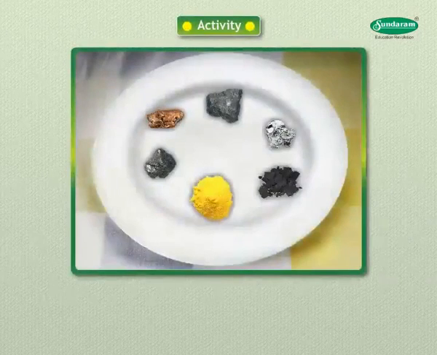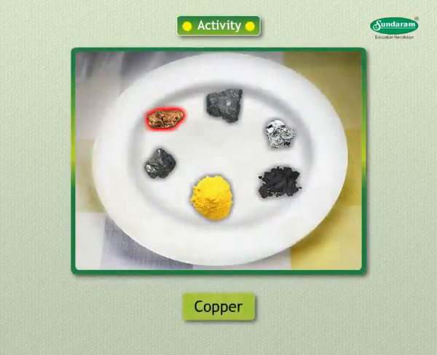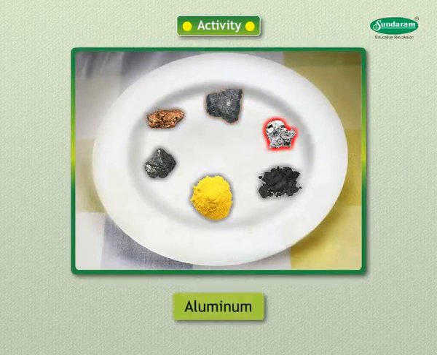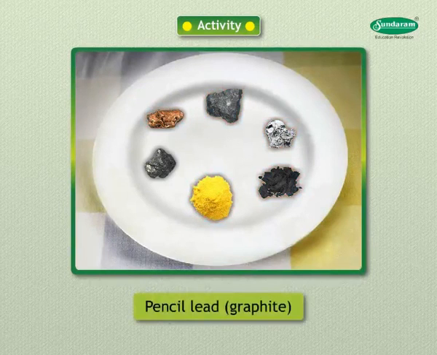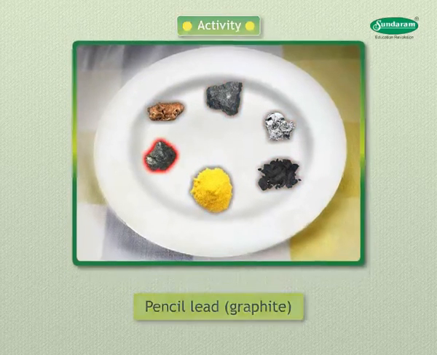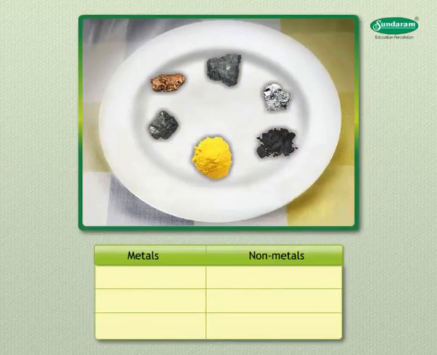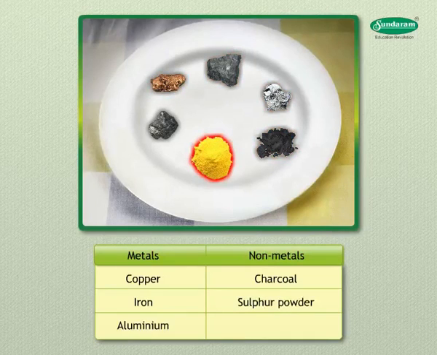Let us look at one activity. Take sample pieces of copper, iron, aluminium, charcoal, sulfur powder, pencil lead, that is graphite. Identify and classify the above samples as metals and nonmetals. Copper, iron, and aluminium are metals. Charcoal, sulfur powder, and pencil lead, that is graphite, are nonmetals.